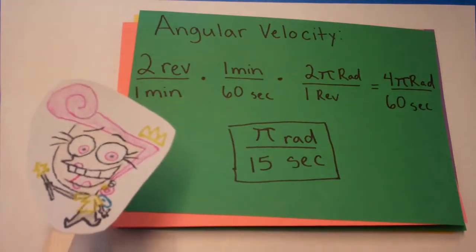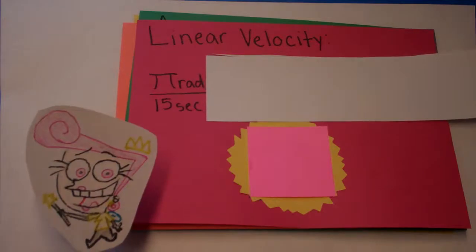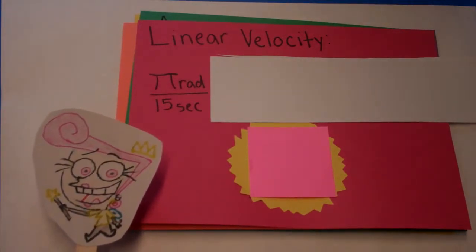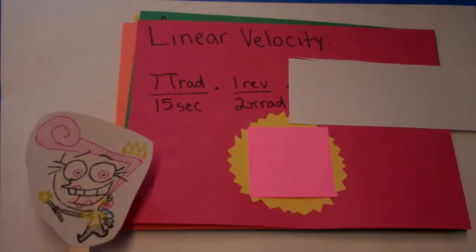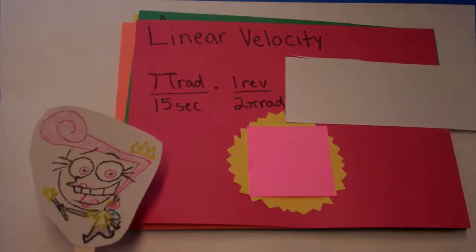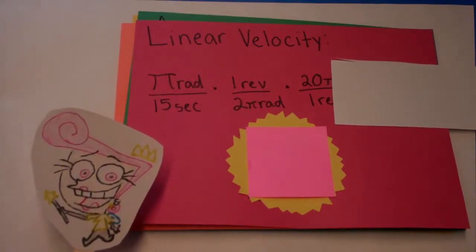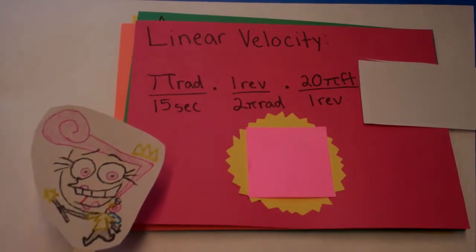Wanda adds, "To find the linear velocity, pi radians over 15 seconds must be converted to feet per second. To do this, multiply it by 1 revolution over 2 pi radians. This will cancel the radians. Next, to cancel the revolutions, multiply it by their circumference over 1 revolution. The equation to find their circumference is 2 pi times the radius, so here it is 20 pi.